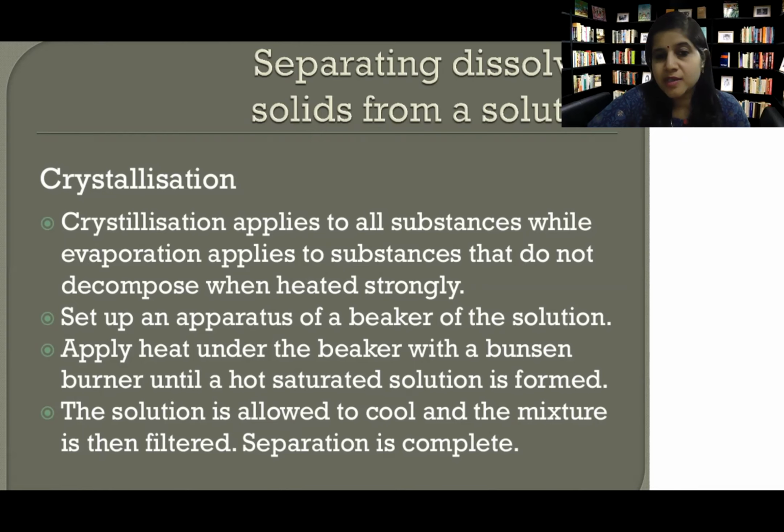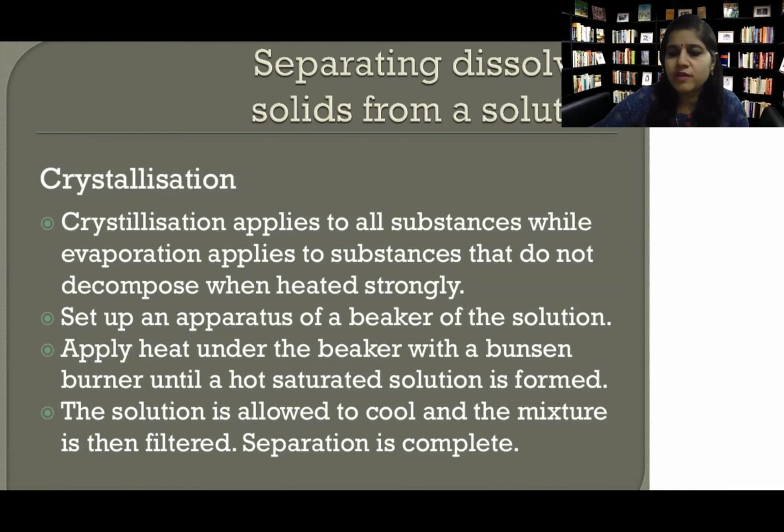Set up an apparatus with a beaker of the solution we have to separate. Apply heat under the beaker with the Bunsen burner until a hot saturated solution is formed. You have to apply heating until you get a saturated solution. Then the solution is allowed to cool and the mixture is filtered. Separation is complete. You have to allow the mixture to cool down after heating, and after that you will find the crystals of a particular solid.